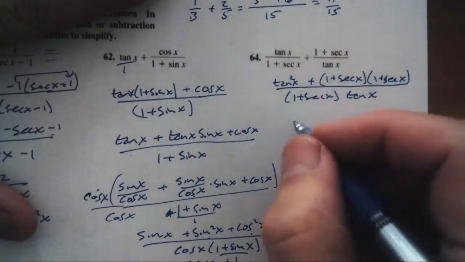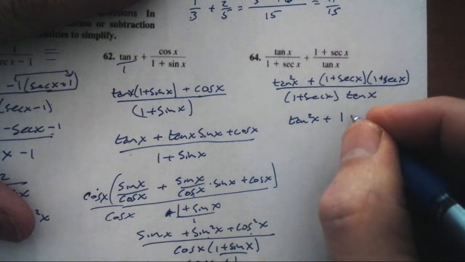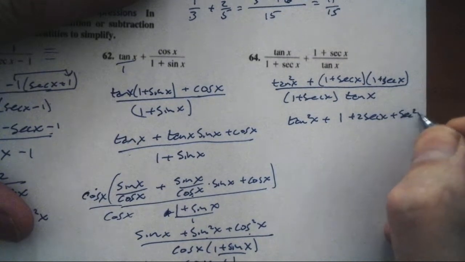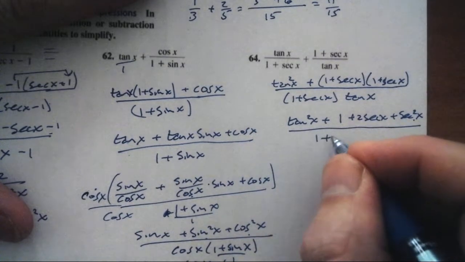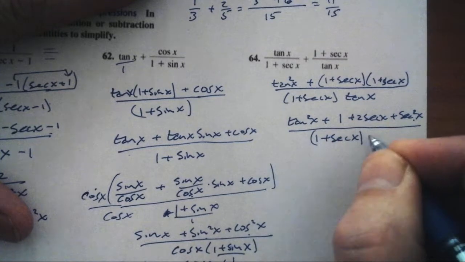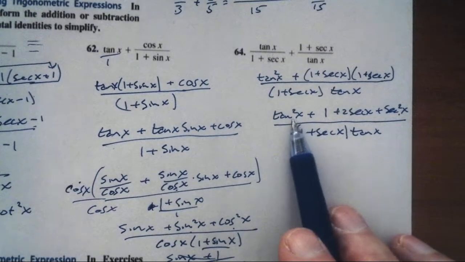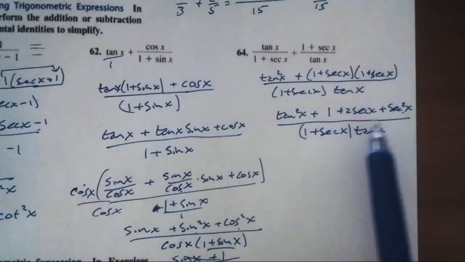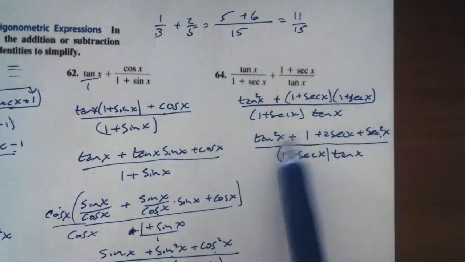Well, let's FOIL and hope something good happens here. Tangent squared of x plus FOILed 1 plus 2 secants of x plus secant squared of x. That's kind of workable. I'm going to leave this and hope maybe something might cancel, so I'm not going to distribute this yet. All right. This tangent squared could be turned into secants, or this secant squared could be turned into tangents. But I think I'd rather have the whole top be secants.